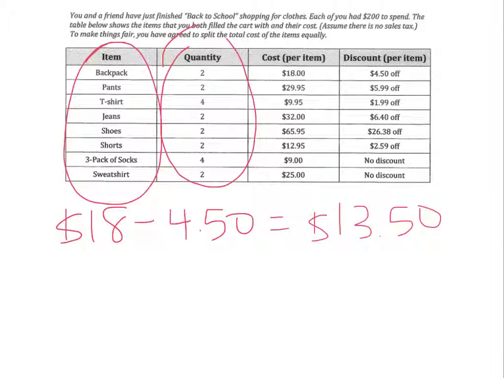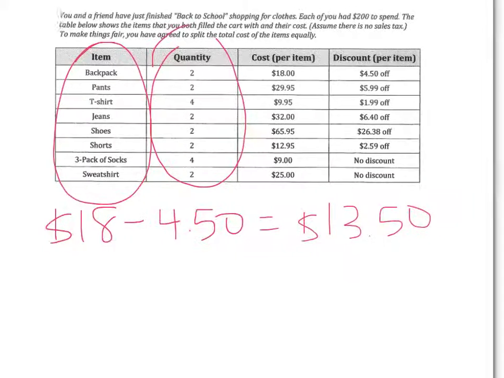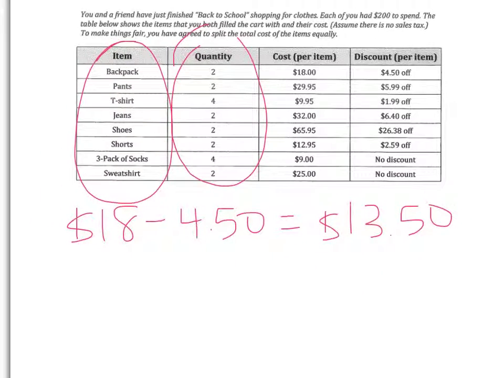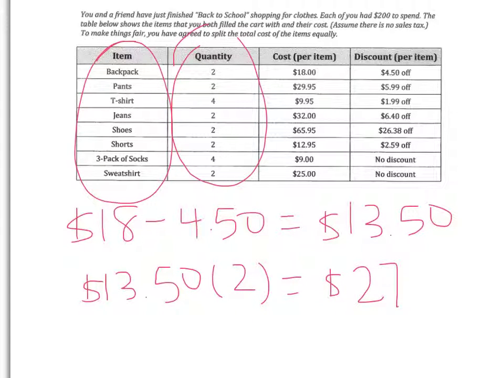It's you and a friend, and you're each going to buy a backpack that costs $18, so you each get that discount of $4.50. So instead of spending $13.50, you're going to end up spending $13.50 times 2. There's 2 of you, which means in total you spend $27 on backpacks.